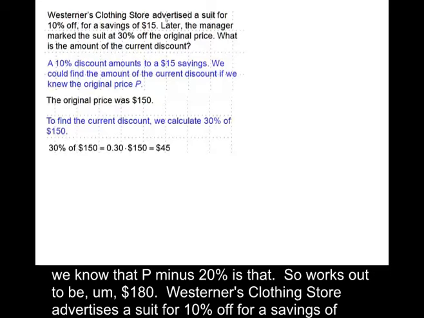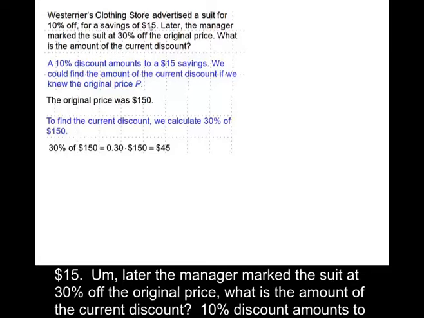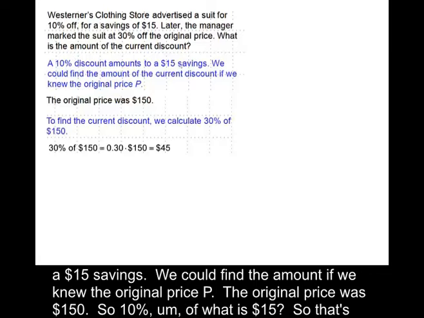Westerners clothing store advertises a suit for 10% off for a savings of $15. Later, the manager marks the suit at 30% off the original price. What is the amount of the current discount? A 10% discount amounts to a $15 savings. We could find the amount if we knew the original price, P. The original price was $150.